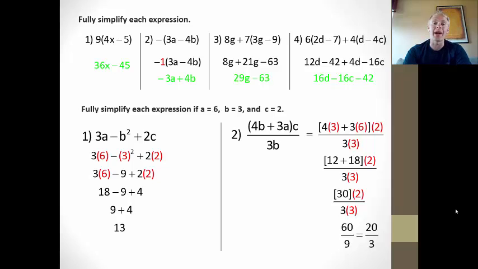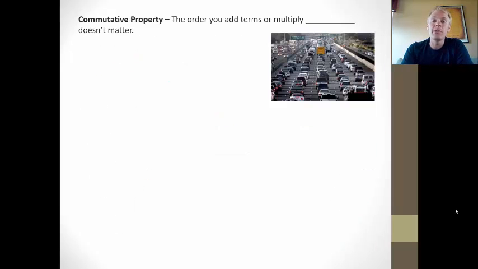So those are two of our properties, and probably two of the ones we're going to be using the most throughout the year. But we still have a number of other properties that we need to look at. First one is the commutative property. Now I put a picture of a traffic jam there because a lot of your parents might commute to work, which means they're changing positions, changing places from home to work. And that's what the commutative property is about. The order you add terms or multiply factors doesn't matter. Let's take a look at what I mean by that.